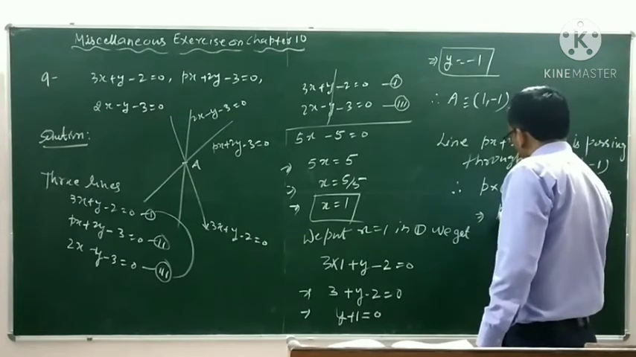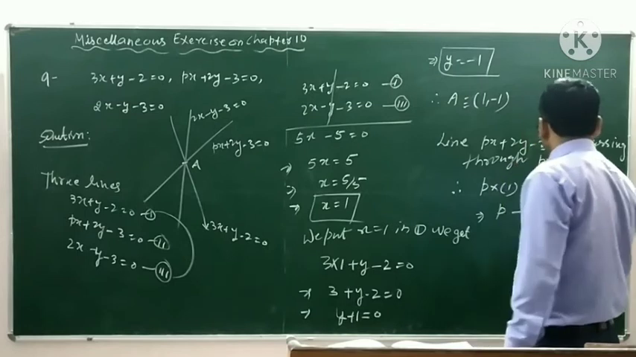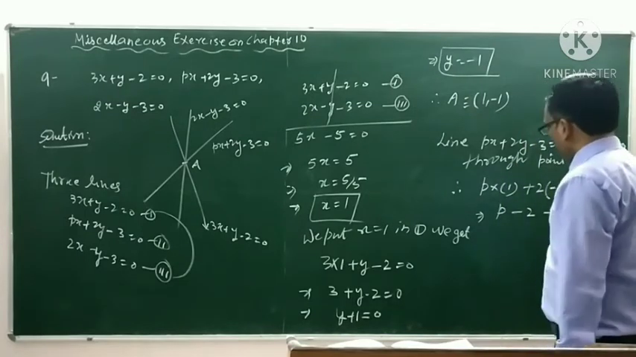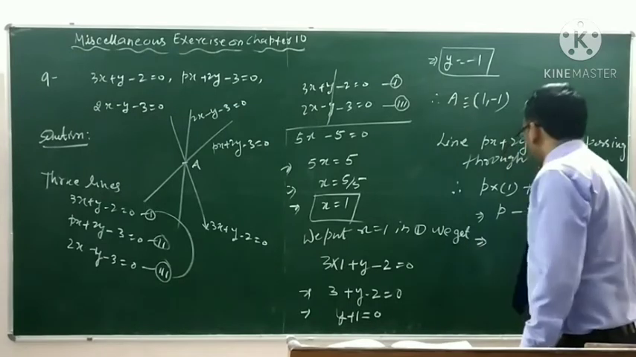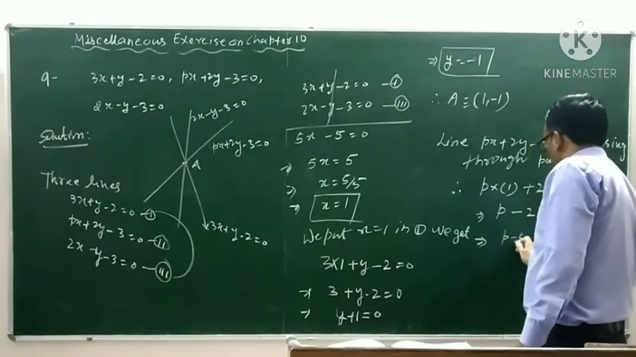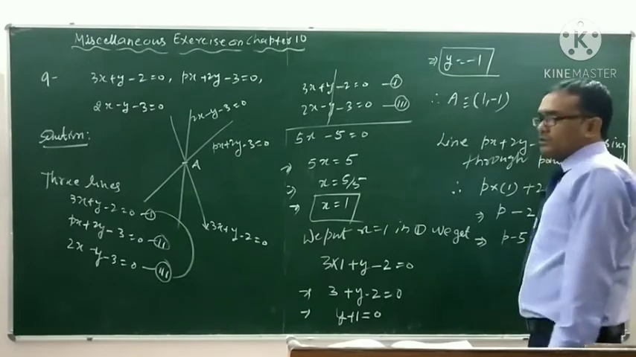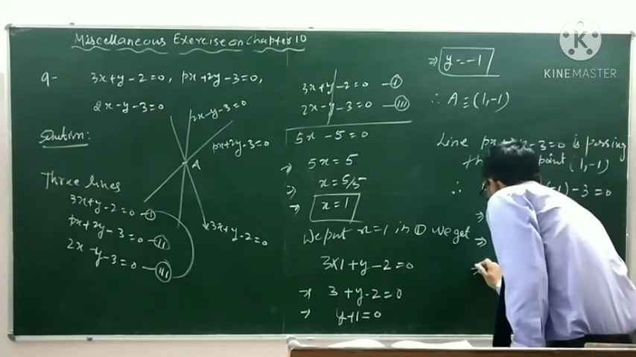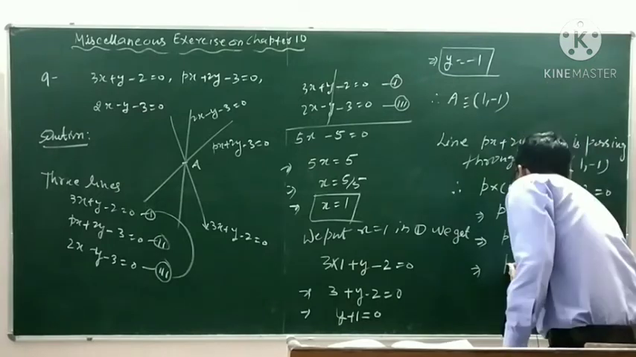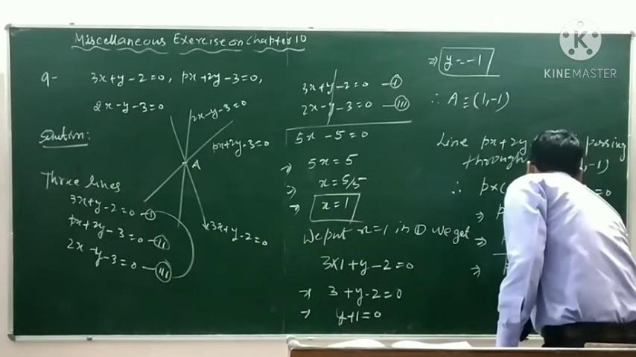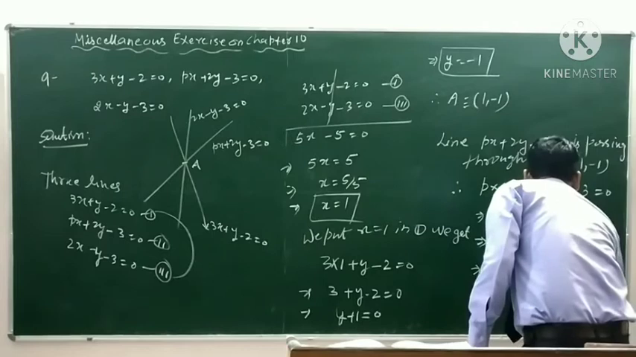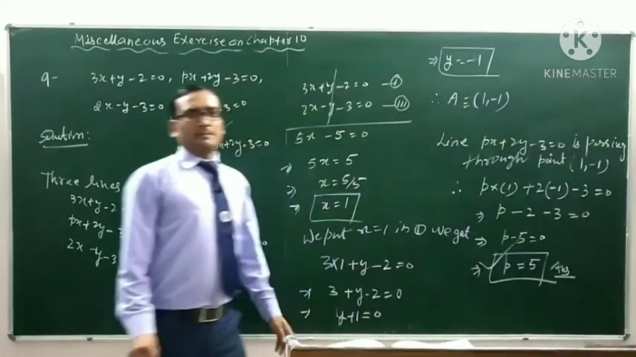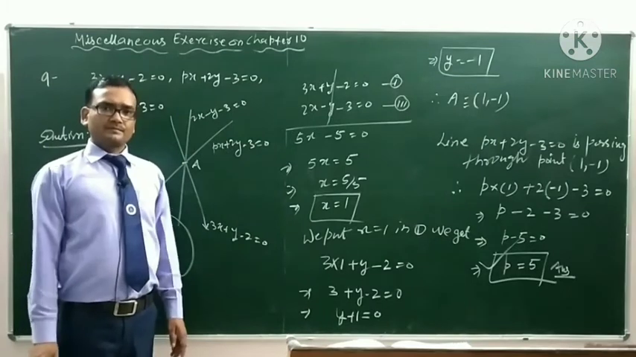This implies that p minus 2 minus 3 equal to 0. This implies that p minus 5 is equal to 0. This implies that p equal to 5, which is your answer.